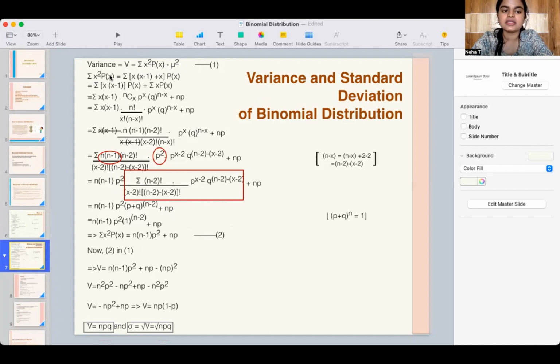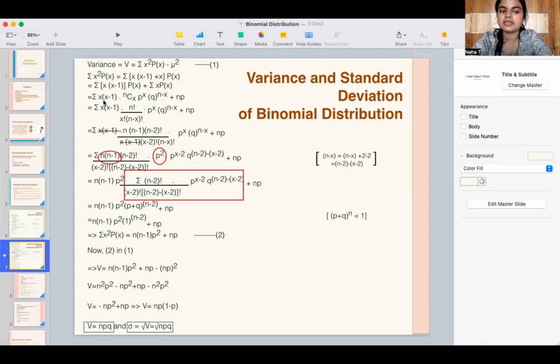So this x square into p of x, we can write x square as x into x minus 1 plus x, into p of x. Then we'll multiply p of x with the two terms over here. We'll get x into x minus 1 into p of x plus x into p of x. So x into p of x is nothing but np, that is the mean. We'll write np over here.